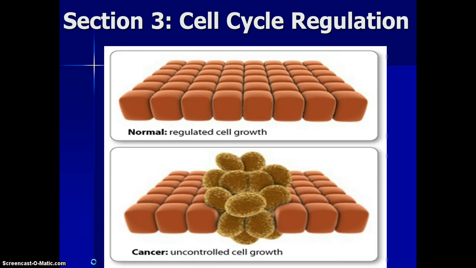Section 3, cell cycle regulation. With all things, some things do not go correctly. In this case, there is normal cell growth seen by the top picture of all identical cells lined up in perfect, neat rows. But then, the cell cycle goes wrong, and we call this cancer. The bottom diagram shows cancer cells among the normal cells.